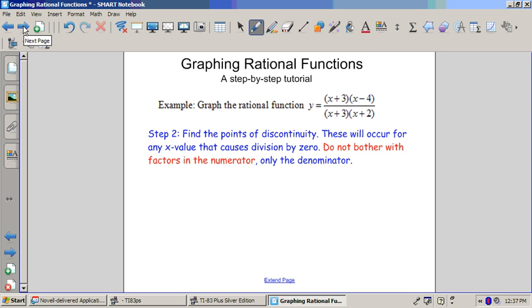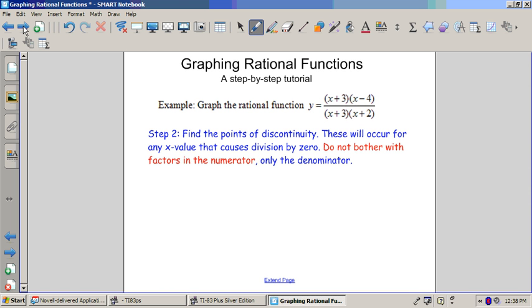Okay, so you see my rational function in factored form, and the first thing I want to do, and it doesn't really matter what order you do these in, but I always find the points of discontinuity first. Points of discontinuity are where I actually would have to pick up my pencil on a graph in order to continue graphing. In a rational function, these are only going to occur where your denominator is equal to 0. If your numerator is equal to 0, that's not going to cause a point of discontinuity unless it also equals 0 in the denominator.